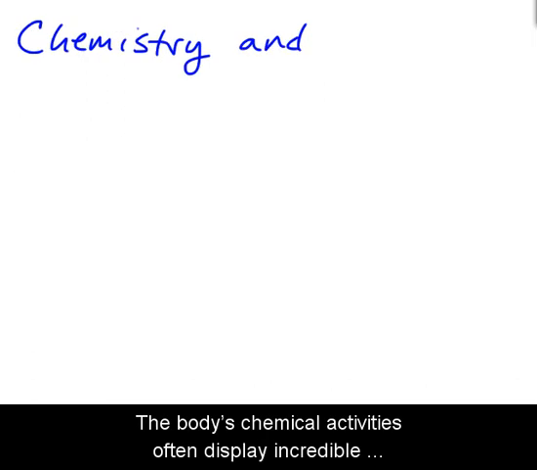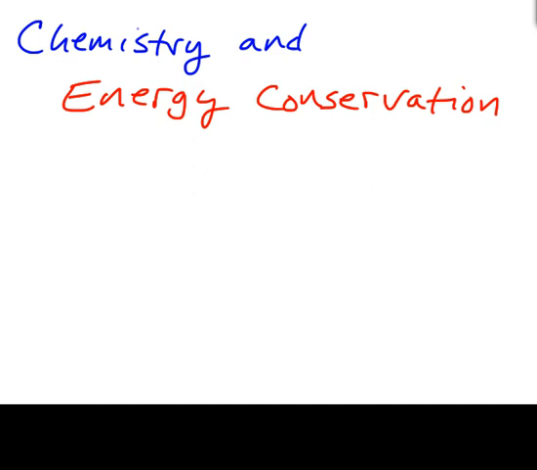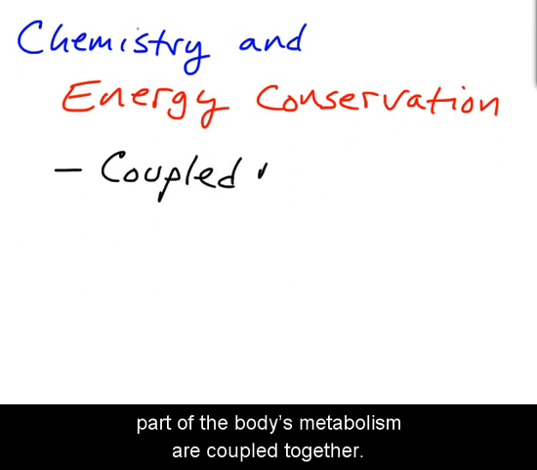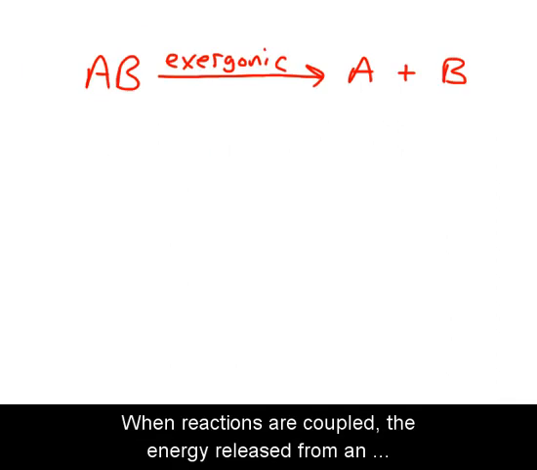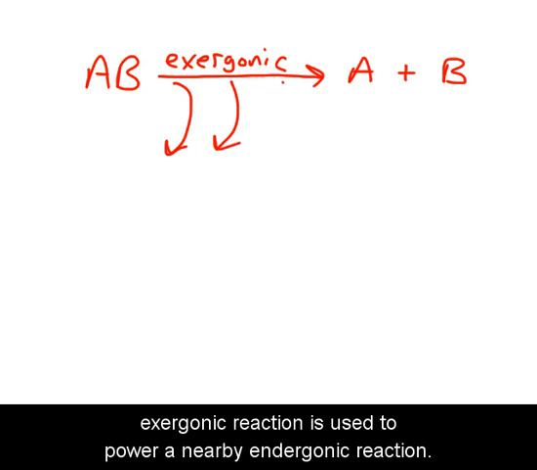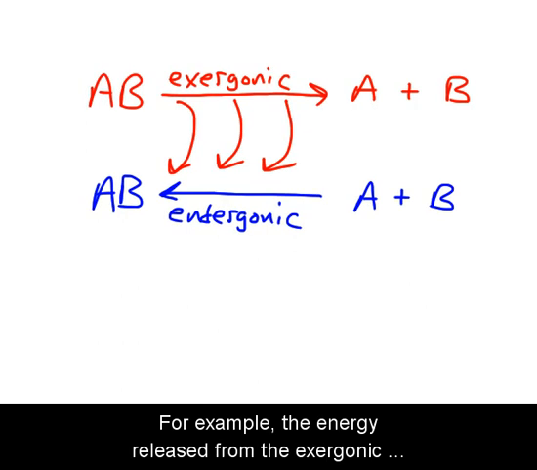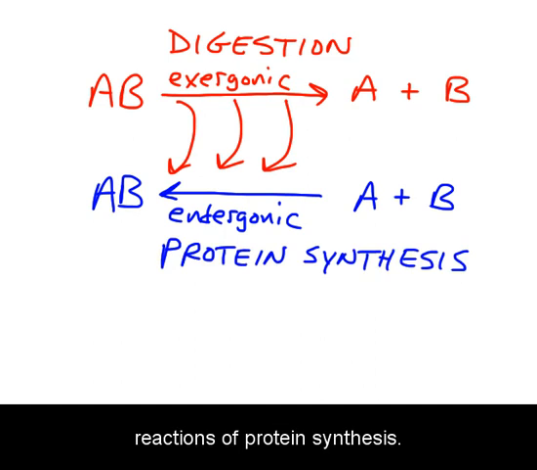The body's chemical activities often display incredible efficiency when it comes to conserving energy. Many of the exergonic and endergonic reactions that are part of the body's metabolism are coupled together. When reactions are coupled, the energy released from an exergonic reaction is used to power a nearby endergonic reaction. For example, the energy released from the exergonic reactions of digestion can be used to power the endergonic reactions of protein synthesis.